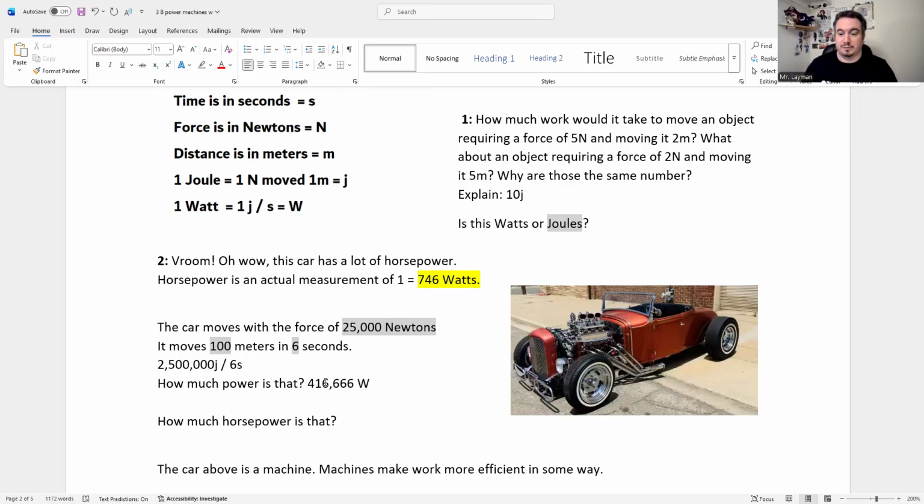So I would take 416,666 watts, and I would divide it by this to get the horsepower. I would divide it by 746 watts. So I would divide those two numbers together. And so how much horsepower is that? Again, I wrote this down earlier. It is 558. It's like 0.58 or something like that. Horsepower. Which for a car with those kind of pipes sticking out of it, that sounds about right.